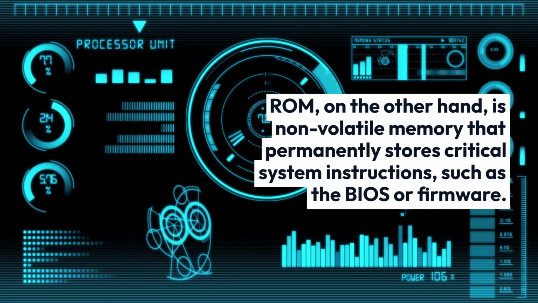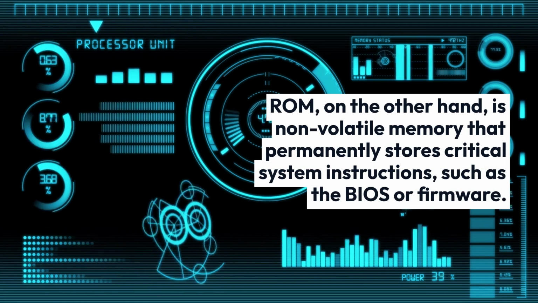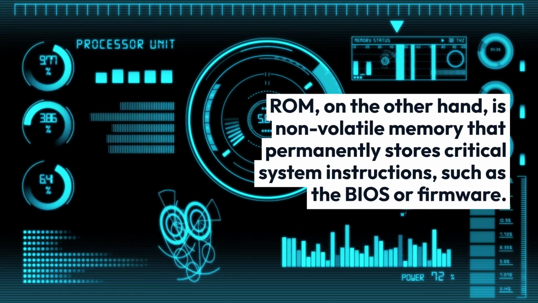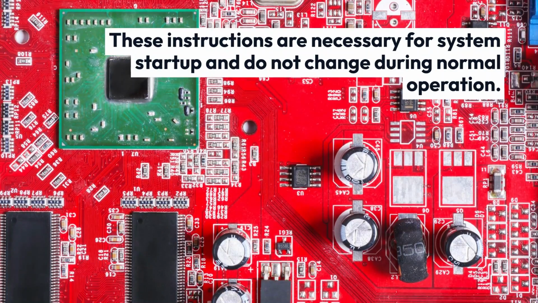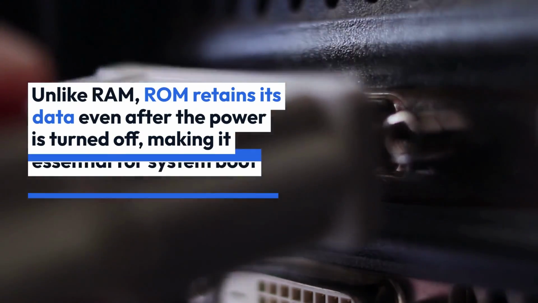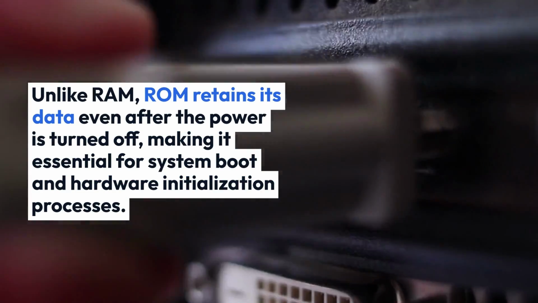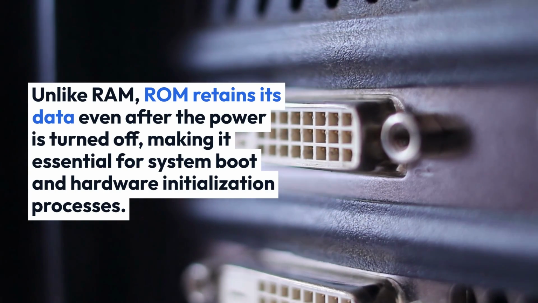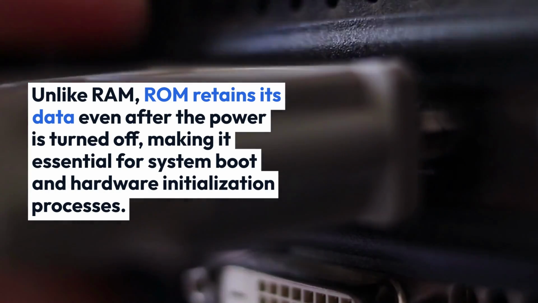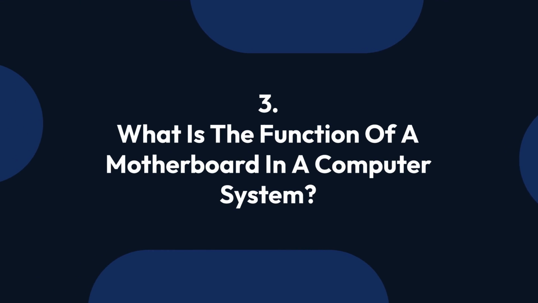ROM, on the other hand, is non-volatile memory that permanently stores critical system instructions, such as the BIOS or firmware. These instructions are necessary for system startup and do not change during normal operation. Unlike RAM, ROM retains its data even after the power is turned off, making it essential for system boot and hardware initialization processes.